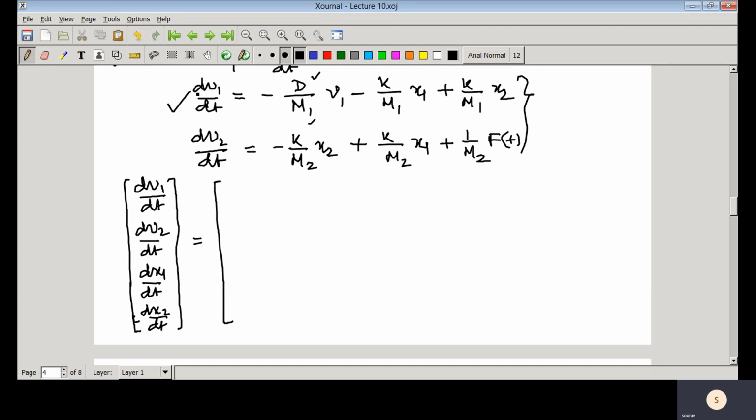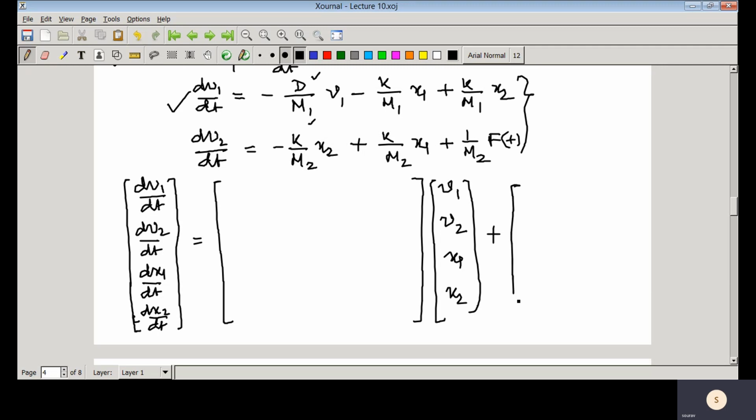So dv1 by dt. So here obviously you have the state vector. So the state vector is v1, then v2, then x1 and x2. So this is the state vector. And what is your input? So the input we have is only f(t). So now let us see how to represent it in matrix form.